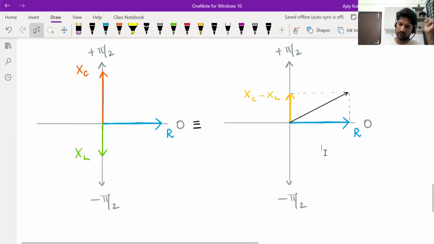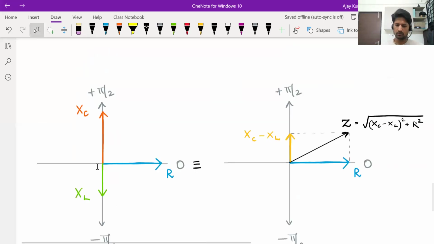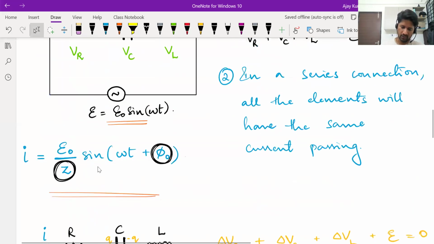Okay. Now these two vectors are perpendicular to each other. One vector's magnitude is XC minus XL, the other one's magnitude is R. Then the resultant's magnitude, this resultant is what we take as Z. That's what we were looking for. And it will obviously be equal to the root of XC minus XL whole square plus R square. Okay. So the denominator of E naught can be calculated that way.